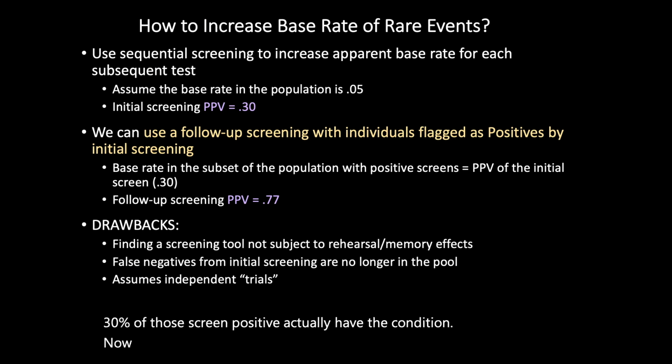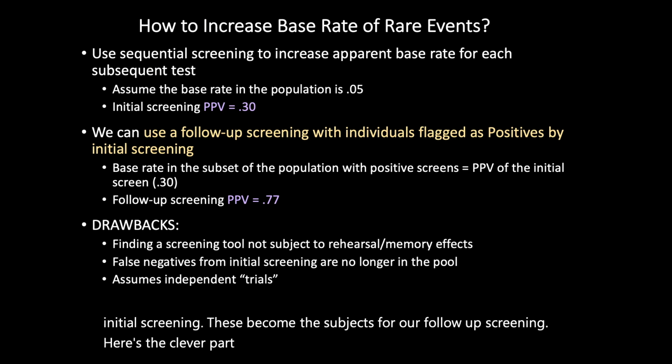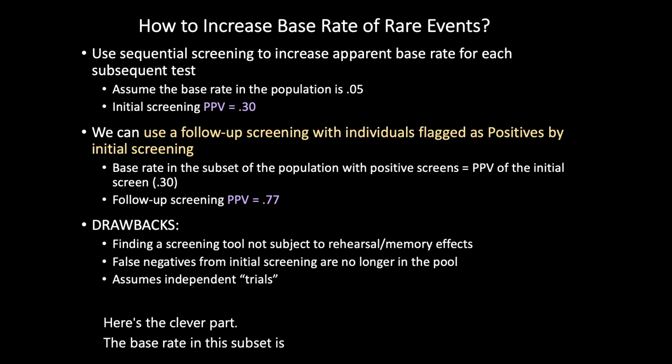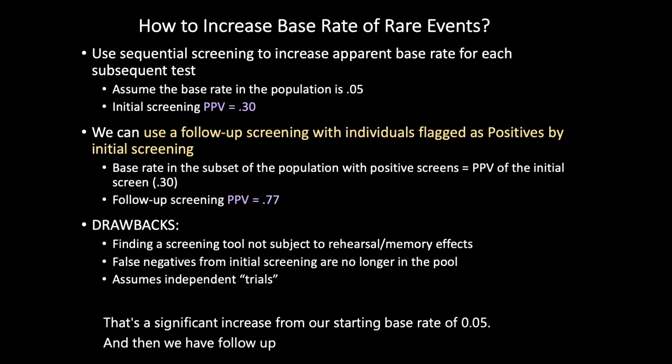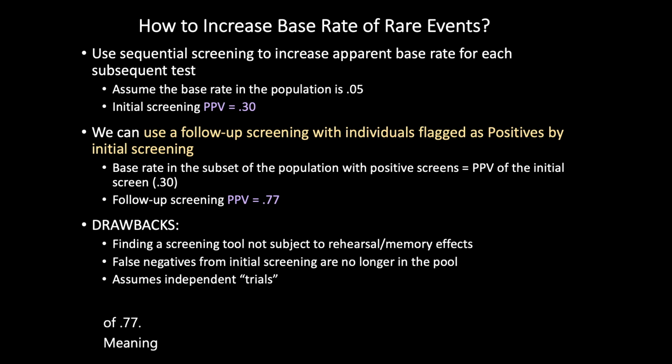Now let's turn our attention to the individuals flagged as positives by the initial screening. These become the subjects for our follow-up screening. Here's the clever part. The base rate in this subset is now the PPV of the initial screen, which was 0.30. That's a significant increase from our starting base rate of 0.05. And that means conducting the follow-up screening on this subset yields an impressive PPV of 0.77, meaning we've increased our accuracy in identifying true positives.